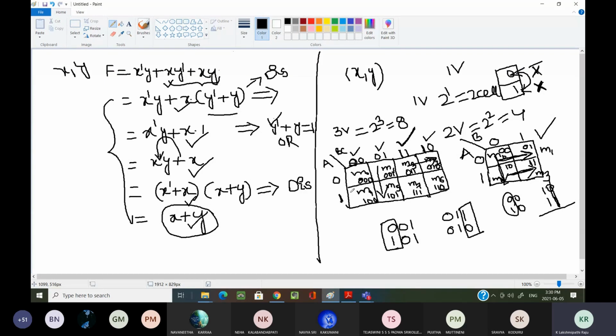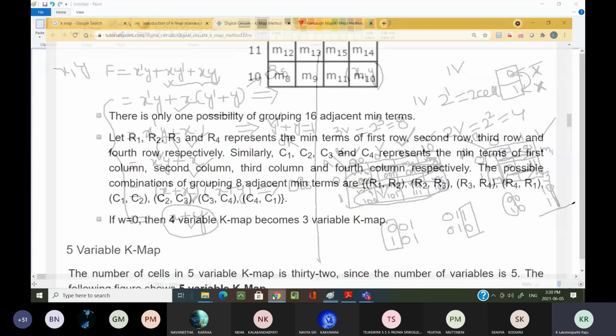Unit distance code. Gray code, we can also call it as unit distance code. These are nothing but gray codes.